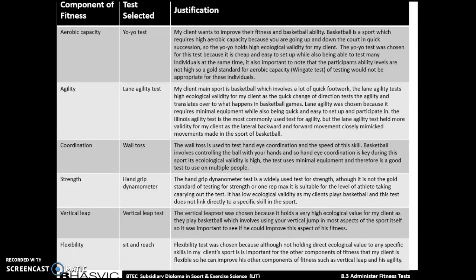So for yo-yo test, my client wants to improve their fitness and basketball ability. Basketball is a sport which requires high aerobic capacity because you're going up and down the court in quick succession. So yo-yo holds high ecological validity for my client. The yo-yo test was chosen because it is cheap and easy to set up while also being able to test many individuals at the same time. It is also important to note that the participants' ability levels are not high, so a gold standard for aerobic capacity, a Wingate test, would not be appropriate for these individuals.